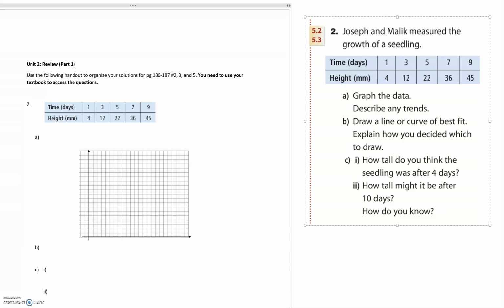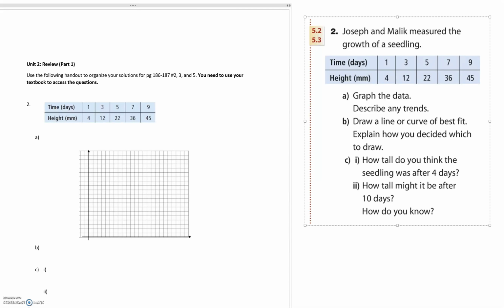So this is a video for your review quiz that we'll be giving tomorrow in class on Monday. So what we gave is this handout. If you don't have this handout, you can just grab any sheet of graph paper or line paper. You can download some graph paper from online.